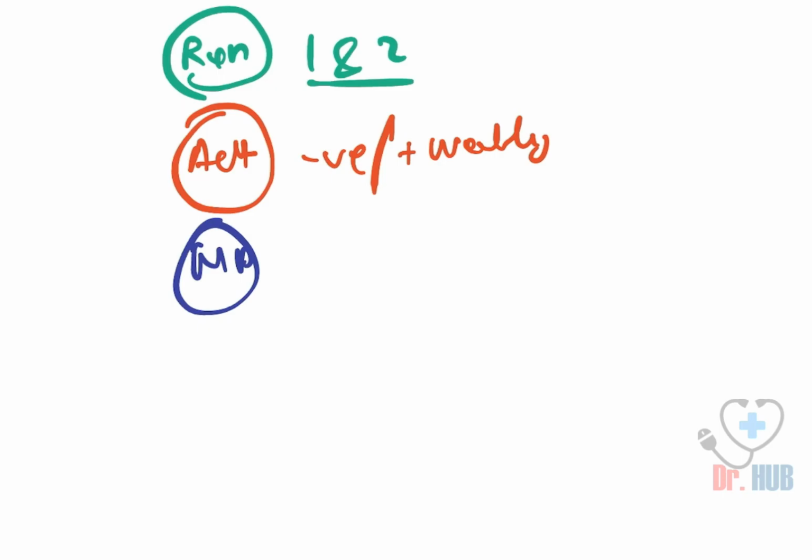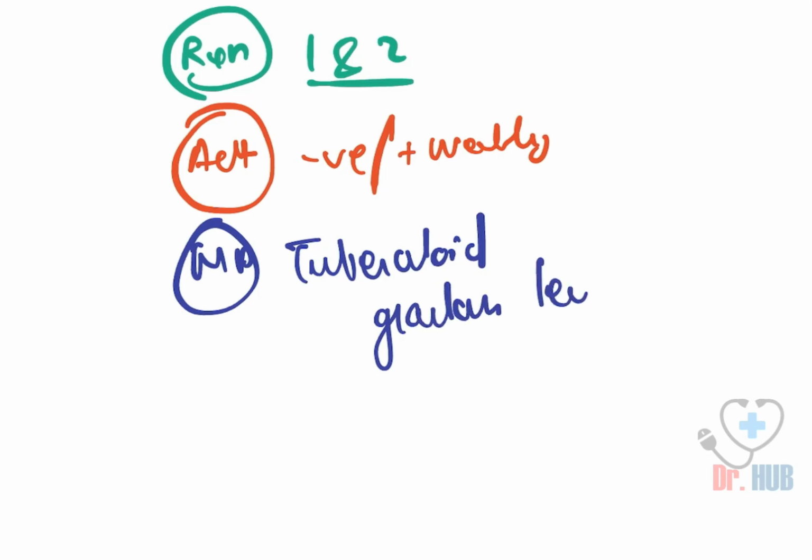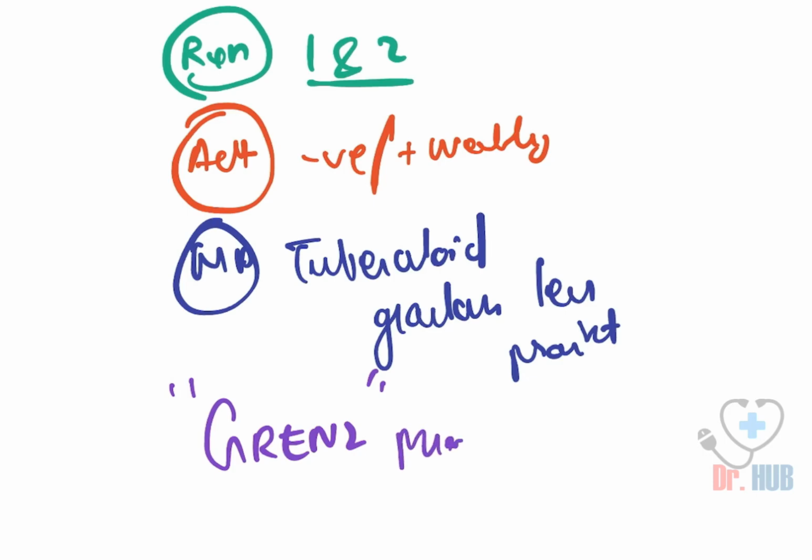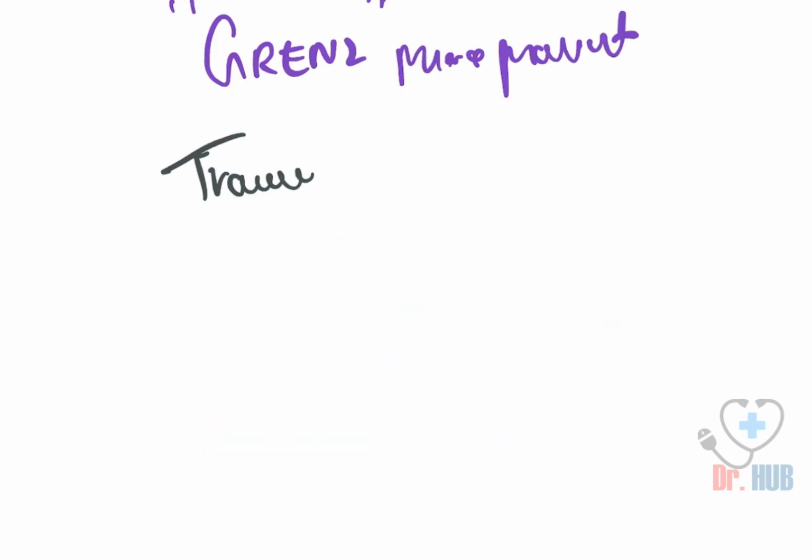Now, focusing on the histopathology, there are tuberculoid granulomas, which are less prominent. There is something known as the Grenz zone, which is more prominent. There is also a transverse section of the nerve, and this shows a cut onion appearance.